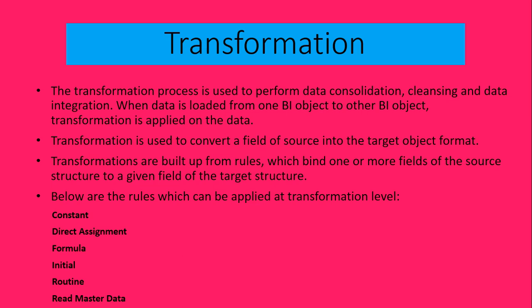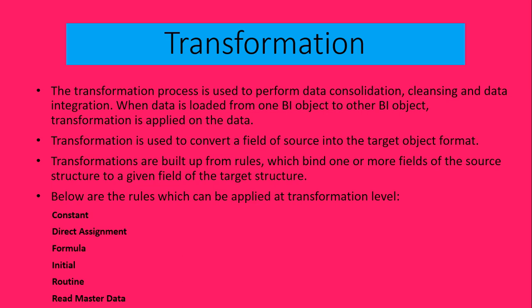Constant is where we just pass a particular constant value to the target field, and whatever data comes for that particular field, it should display only that constant value. It should not vary. Direct assignment is just to map a source field to the target field. Formula comes into place when we need to do plus, minus, multiplication or division calculation on some combination of the source fields. Initial comes into place when the source field is not mapped to the target field.